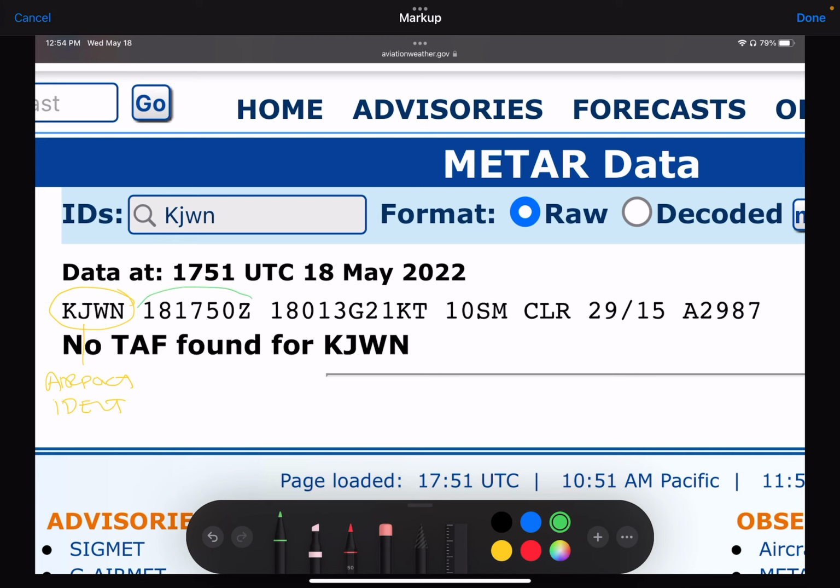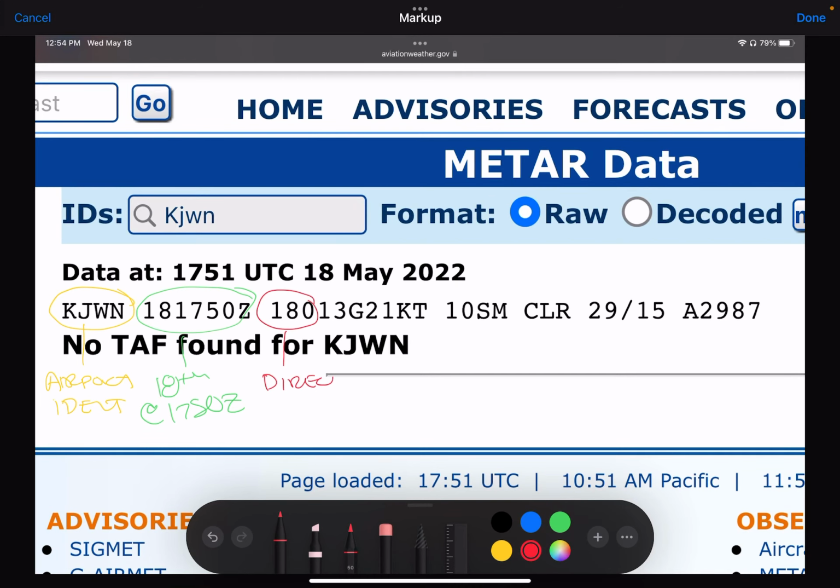Then the next part is the time frame that this was published. We've got the 18th day of the month at 1750 Zulu. For reference, right now it's about 1830 Zulu, so this was about 40 minutes ago. Then we have our winds, which is where things start getting interesting. We have our wind direction at 180. So if we want to land with a headwind at KJWN, we'd be landing on runway 20, which is going to give us minimal crosswind.